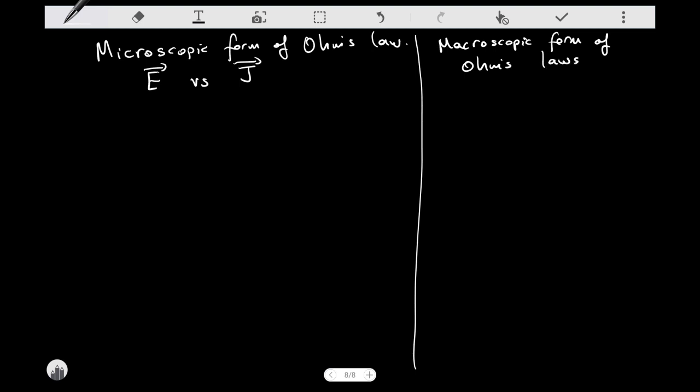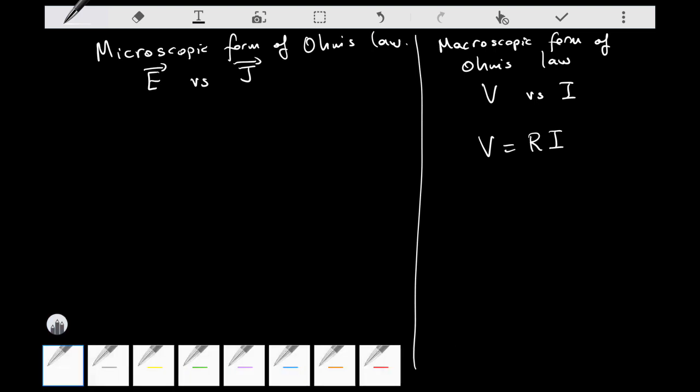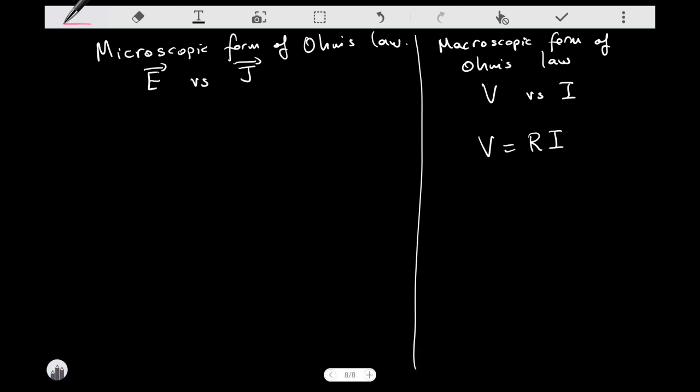In the case of the macroscopic form, we are relating the potential drop to the current. So somehow the potential drop is related with the electric field and the current is related with the current density. We know the relationship between these two concepts. So we know that the potential drop is a constant times the current for the linear regime. And so therefore in this linear regime, we also expect a linear relationship between the electric field and the current density. We can understand it also from this phenomenological point of view.